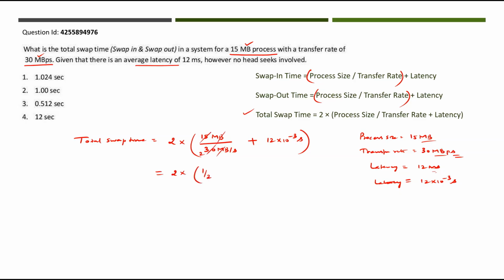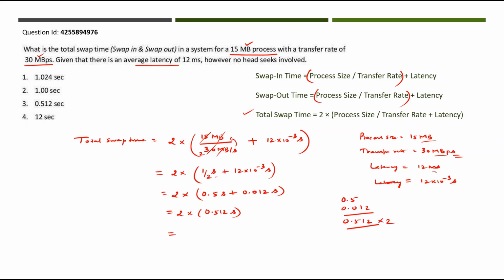Megabyte will get cancelled and the seconds will move to the numerator, plus 12 into 10 to the power minus 3 seconds. Both have the same units, seconds. 1 by 2 can be written as 0.5 seconds, plus 12 into 10 to the power minus 3 can be written as 0.012 seconds. What is 0.5 plus 0.012? It is 0.512. So this is 0.512 seconds.